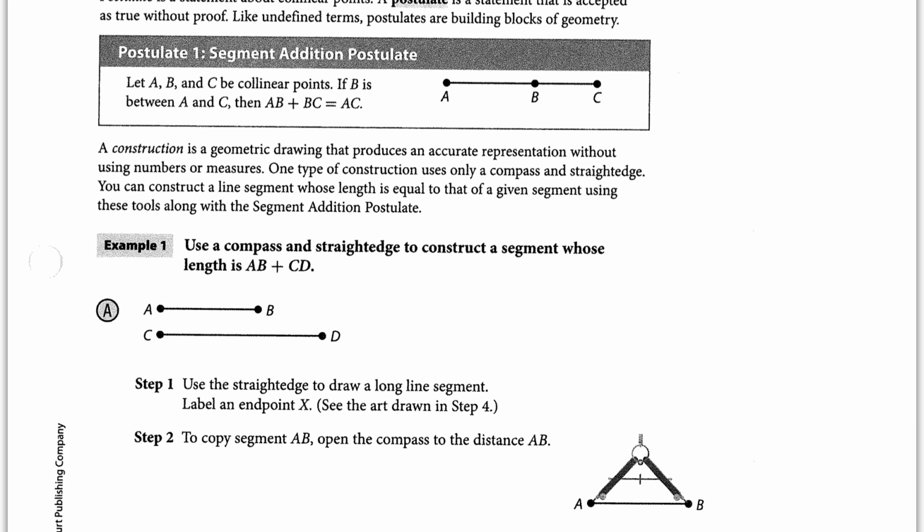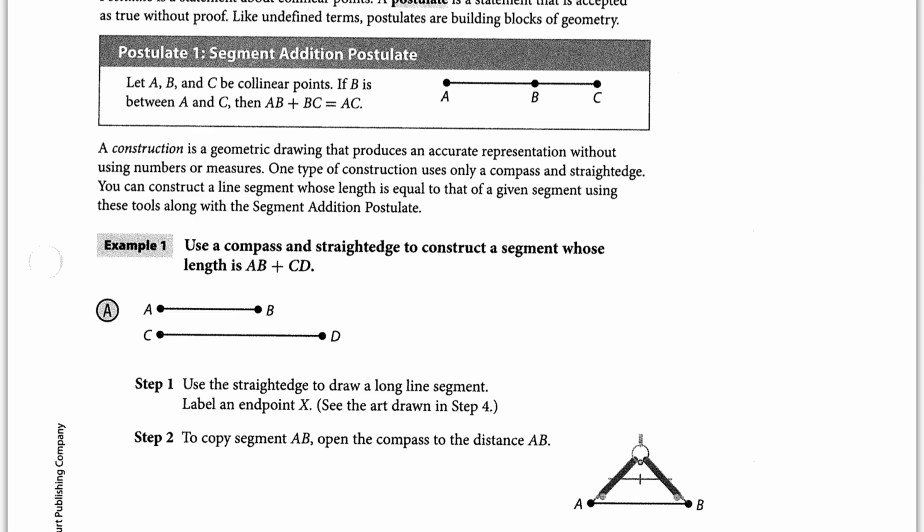A construction is a geometric drawing that produces an accurate representation without using numbers or measures. One type of construction uses only a compass and straight edge. You can construct a line segment whose length is equal to that of a segment using these tools, along with the segment addition postulate. In this example, use a compass and straight edge to construct a segment whose length is AB plus CD. The first step is to use a straight edge to draw a long line segment, longer than these. Label an endpoint X.